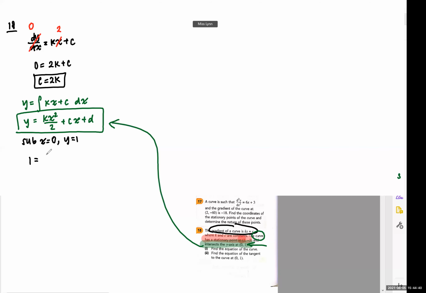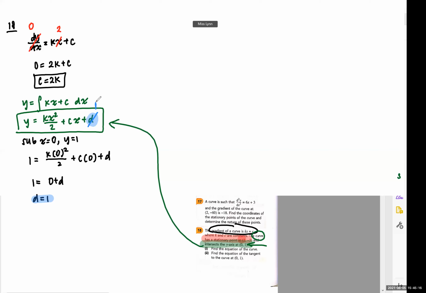Okay, so 1 is equal to k 0 squared over 2 plus c 0 plus d. Means what? 1 is actually equal to 0 plus d, right? Means I have my d value. My d value is actually equal to 1. So I'm going to highlight it. Means this person is a value of, cancel it, and put 1. Yes, and put 1.